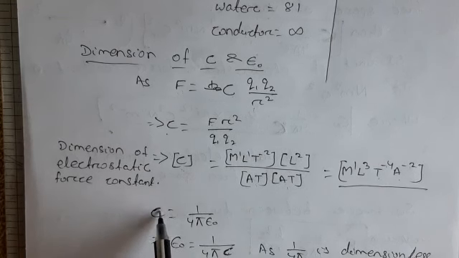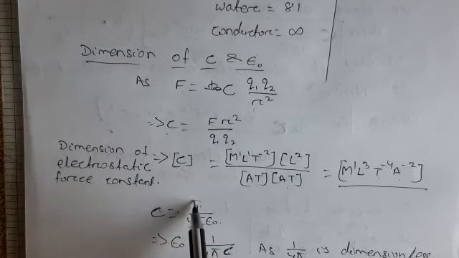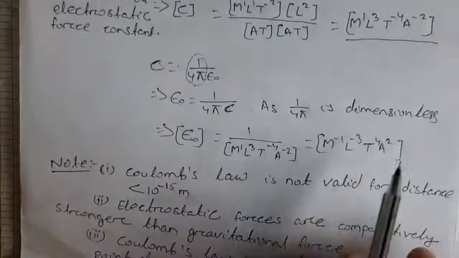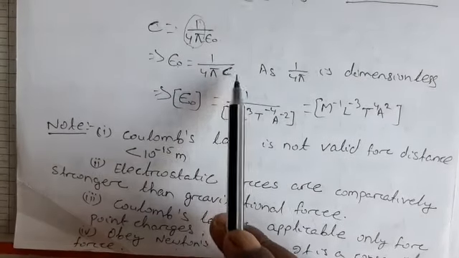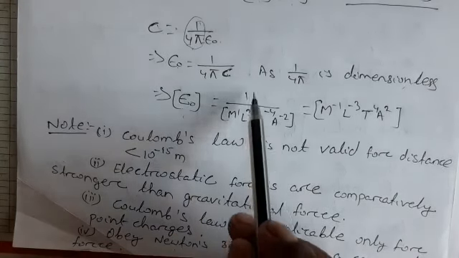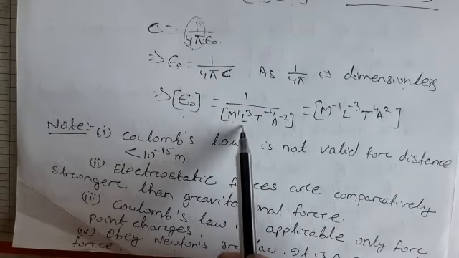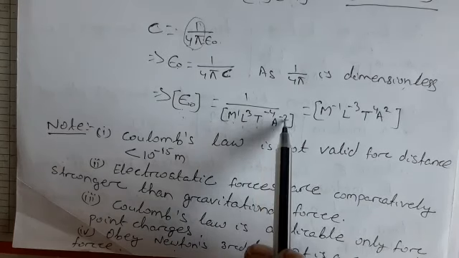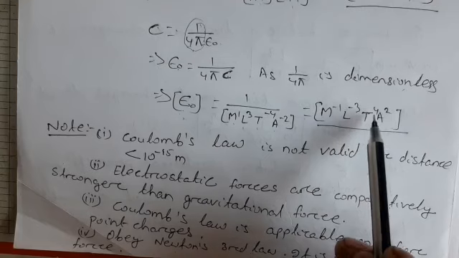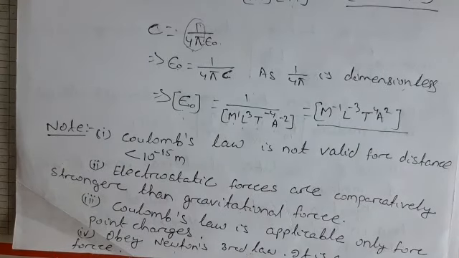And I know that this C equal to 1 by 4 pi epsilon naught. This 1 by 4 pi is dimensionless. So here I will write epsilon naught equal to 1 by 4 pi into C. As 1 by 4 pi is dimensionless, so I will find the dimension of epsilon naught equal to 1 by M to the power 1, L to the power 3, T to the power minus 4, and A to the power minus 2. That's equal to M to the power minus 1, L to the power minus 3, T to the power 4, and A to the power 2. This is the dimension of epsilon naught.